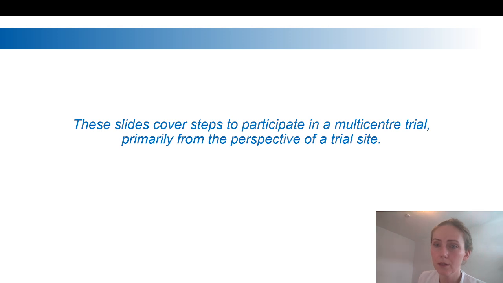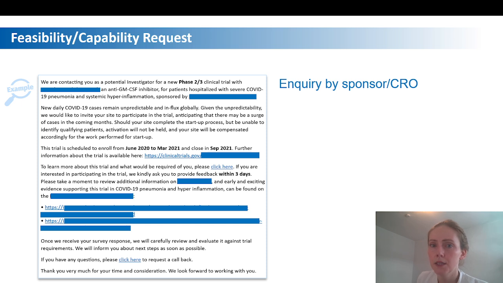Today we will talk about the steps to participate in a multi-center trial from the perspective of a trial site. This presentation will also contain information for a sponsor about the contract with trial sites when setting up a multi-center trial. Setting up a clinical trial requires thorough preparation of both administrative and practical nature.